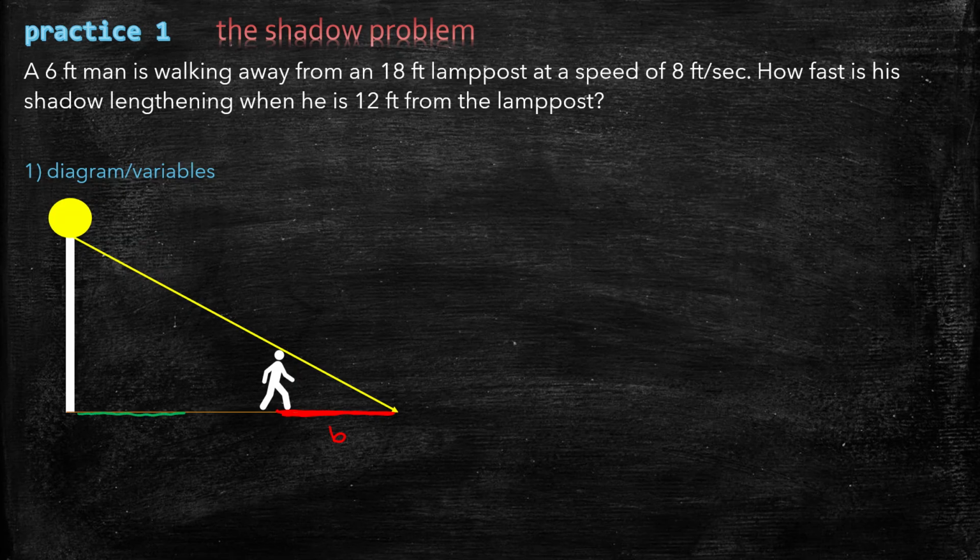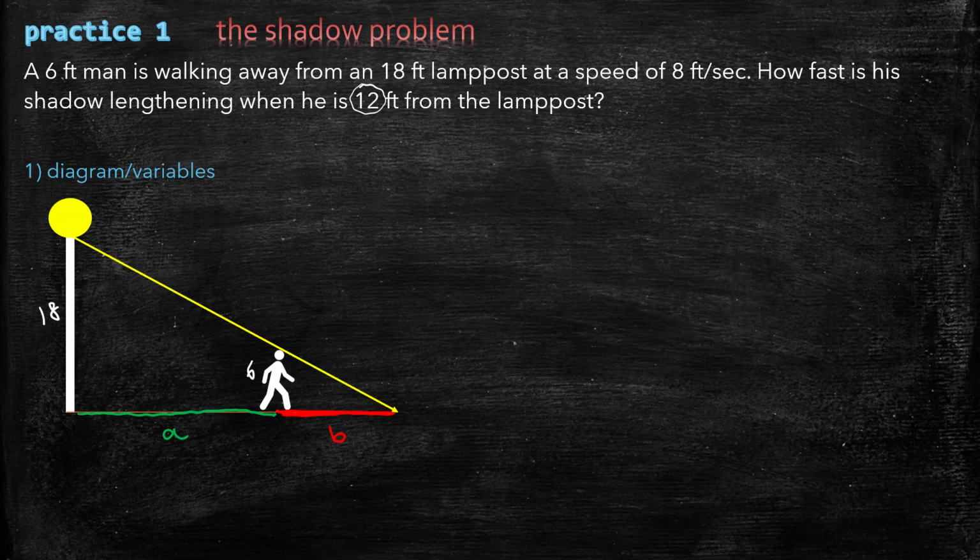As he moves away and his shadow lengthens, his distance from the lamppost, which we'll call A, is also lengthening. The other thing I like to put into the diagram is anything that stays the same and doesn't change as he walks away. So the height of the lamppost is 18, that stays the same. His height is 6, I'll put the 6 there. But what you don't want to do is put that 12 in there. This 12 here is a snapshot value, because that's just at one moment in time.